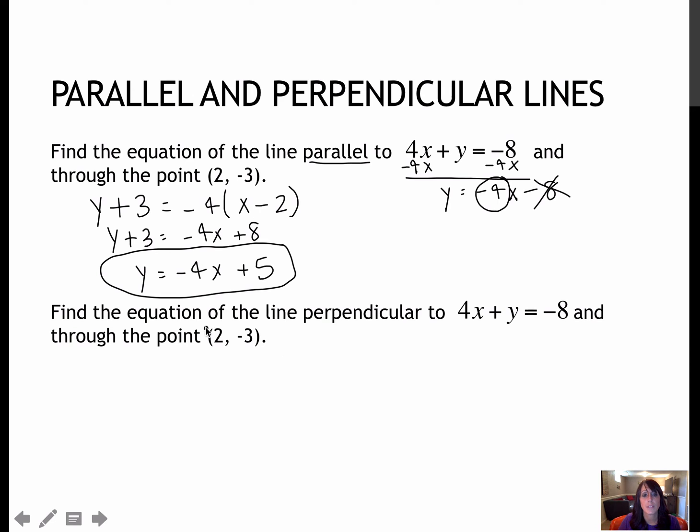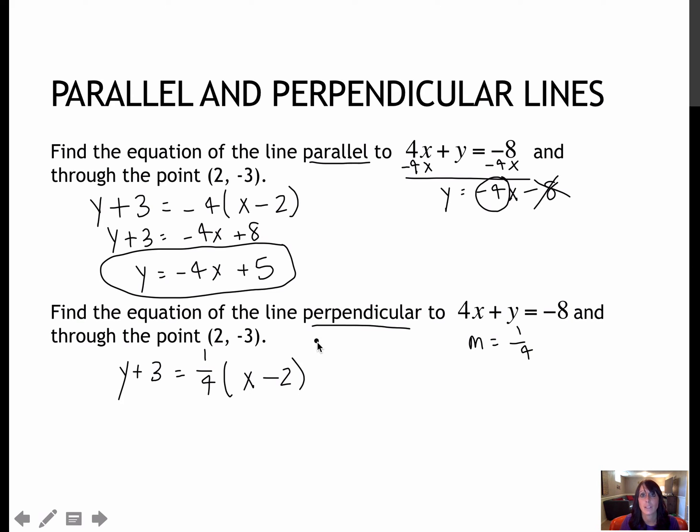Now I'm going to do the same thing down here, but I want the line that is perpendicular. So instead of using the slope of negative 4, I have to find the opposite reciprocal of negative 4. So I'm going to flip it upside down to make it negative 1/4, then change the sign to make it positive 1/4. So now I'm going to say y minus negative 3 equals my slope of positive 1/4, and then x minus my x value.